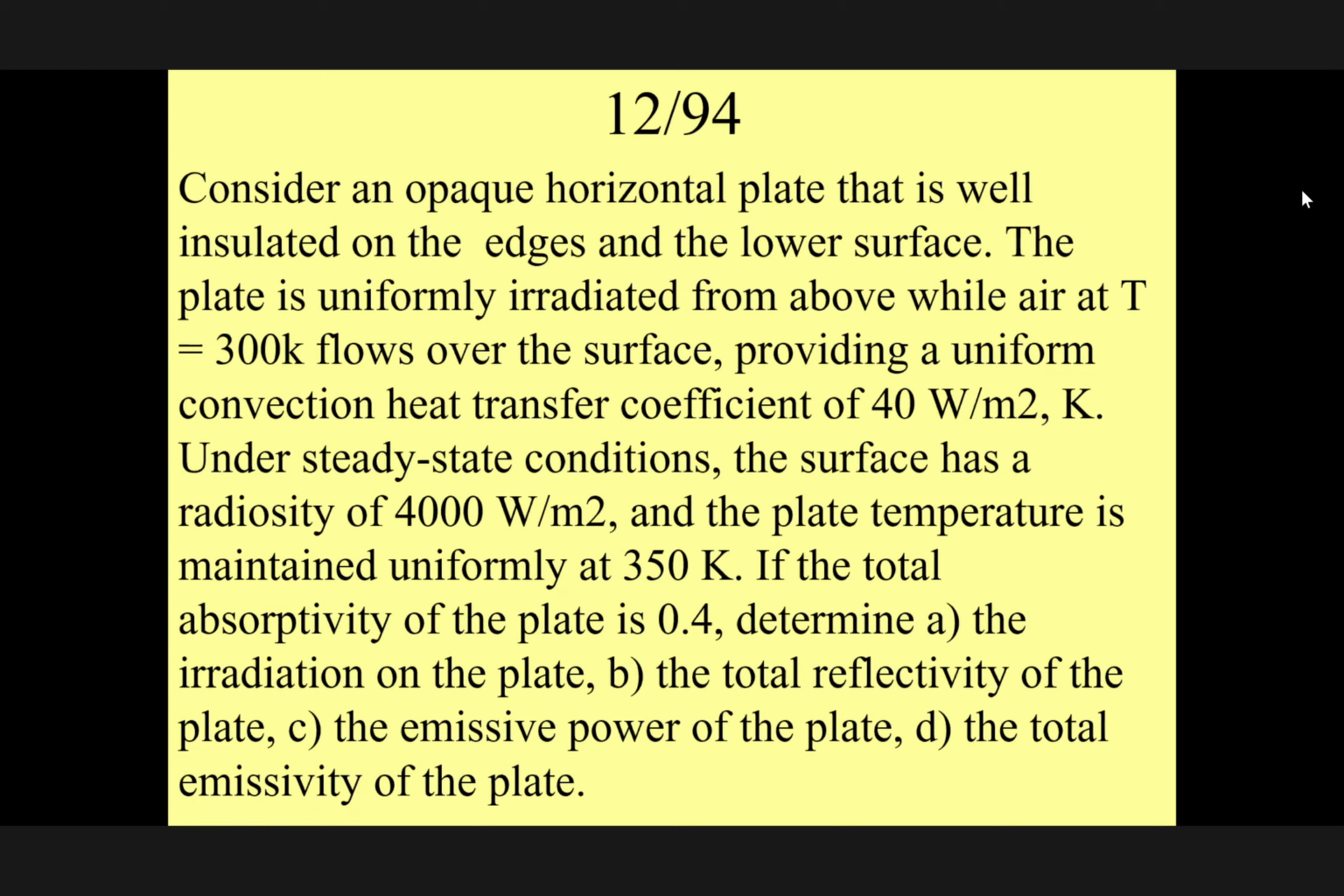Now, read this problem and try to see what I can do with all the information that I have. They tell me about the convective heat transfer. They gave me the temperature of the air, and they gave me the radiosity. And now they're asking me the total reflectivity. The first part here is the irradiation on the plate. How much radiation comes to the plate? How can we solve this problem? We need to calculate the emitted amount.